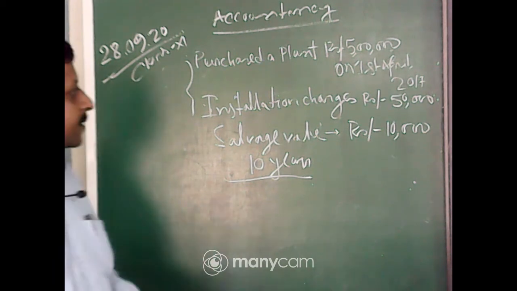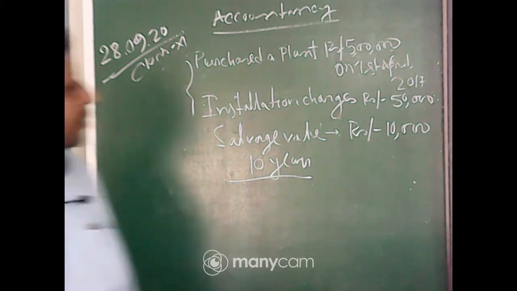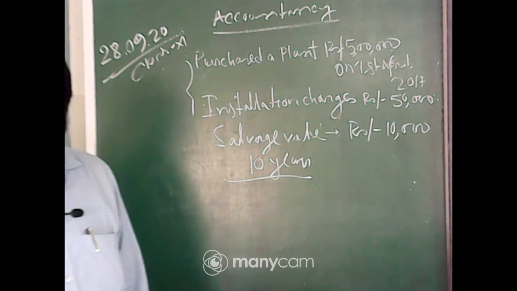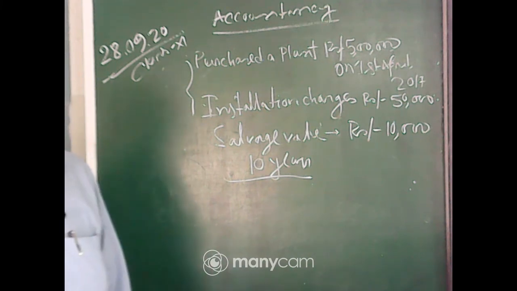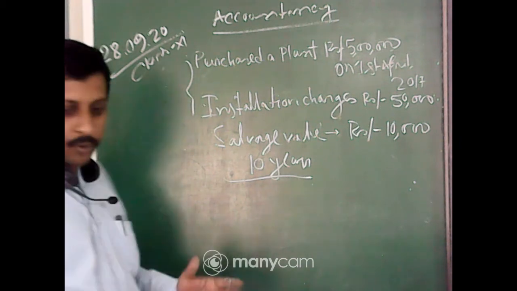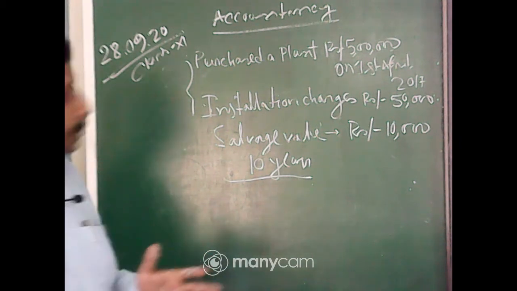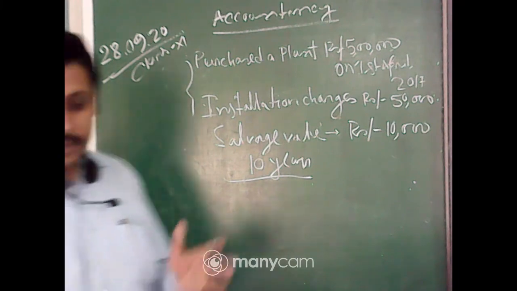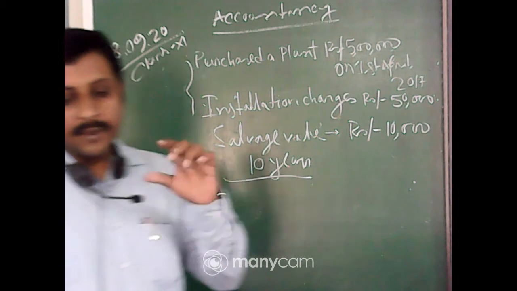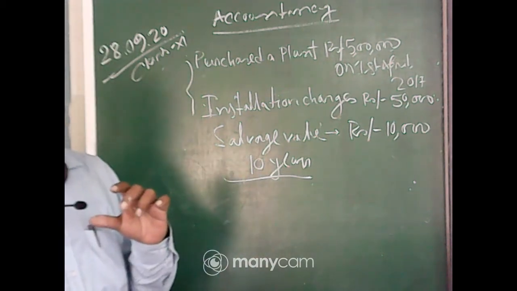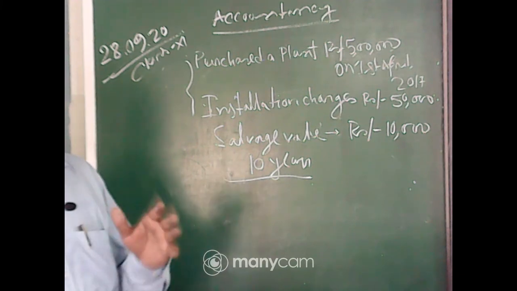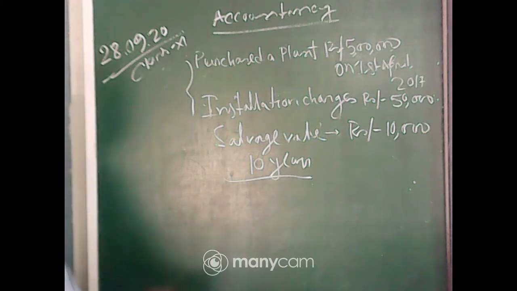Now here you can see the depreciation is not given in this example. What is the depreciation amount? They have not said. First you have to find the depreciation amount, because we are doing the straight line method. In case of straight line method, each and every year the depreciation amount is fixed. That's why it is called original cost method. Now how can we find the depreciation?